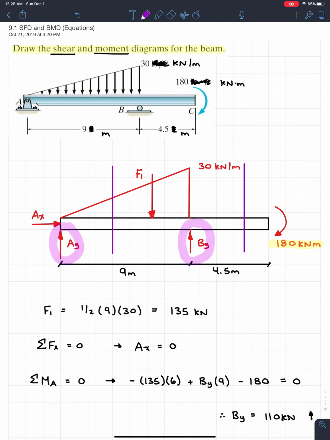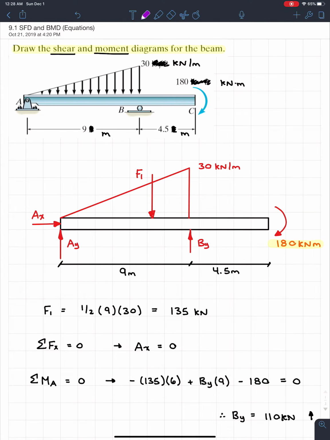One, my distributed load stops, so that one no longer increases. And two, I've got a concentrated load of BY down at the bottom, so I'm going to have to account for that as well. So in this particular scenario, there's actually two segments we're going to have to analyze.